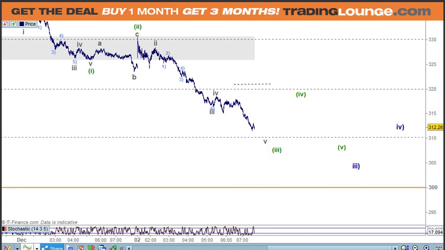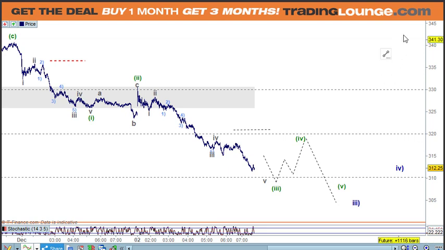The bounce will probably come off 310, I'd say, somewhere like this. It may not reach 320 again, 320, 318 or something. But anyway, further downside here, so that's all going well.